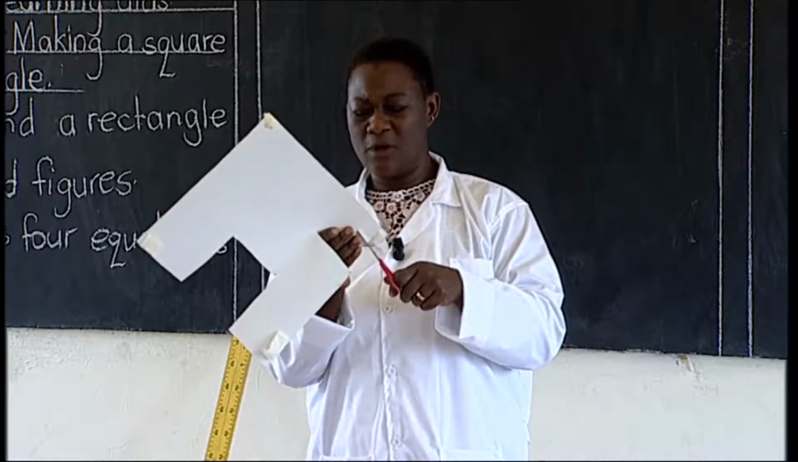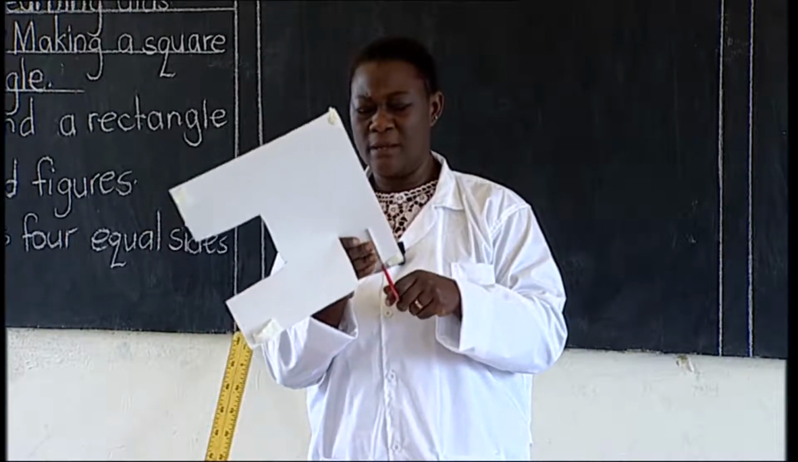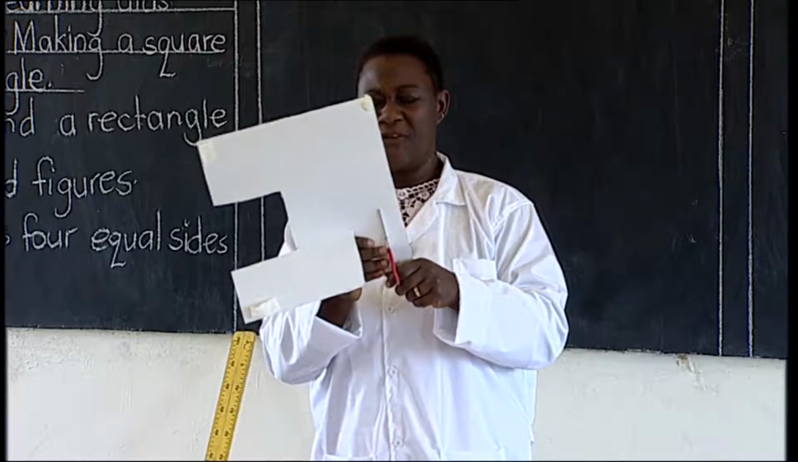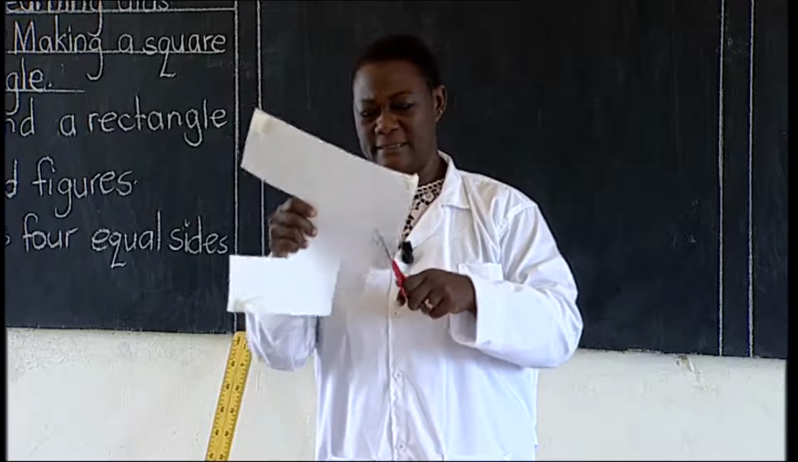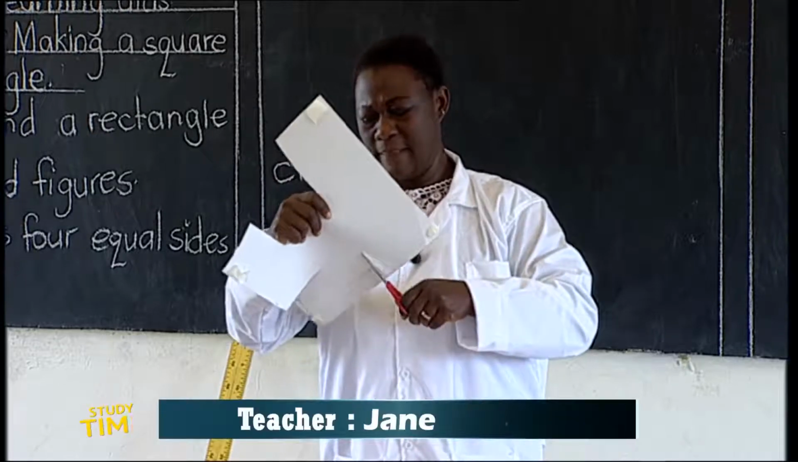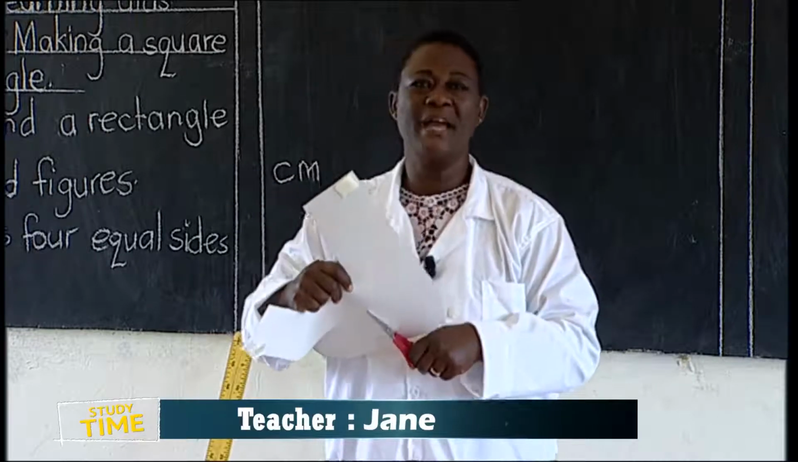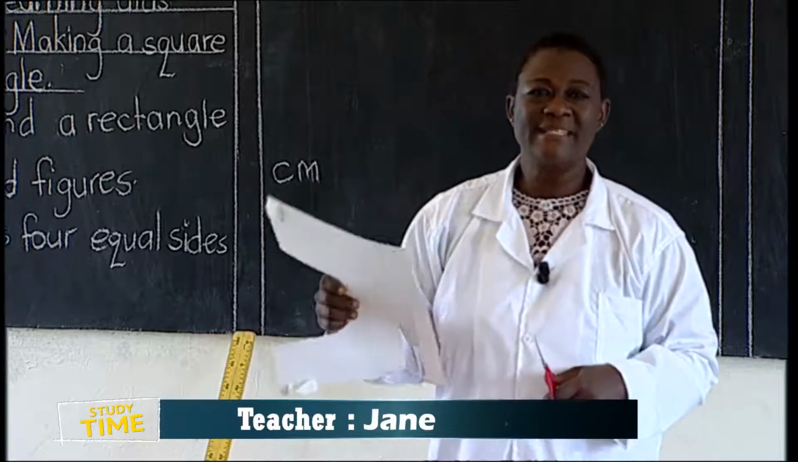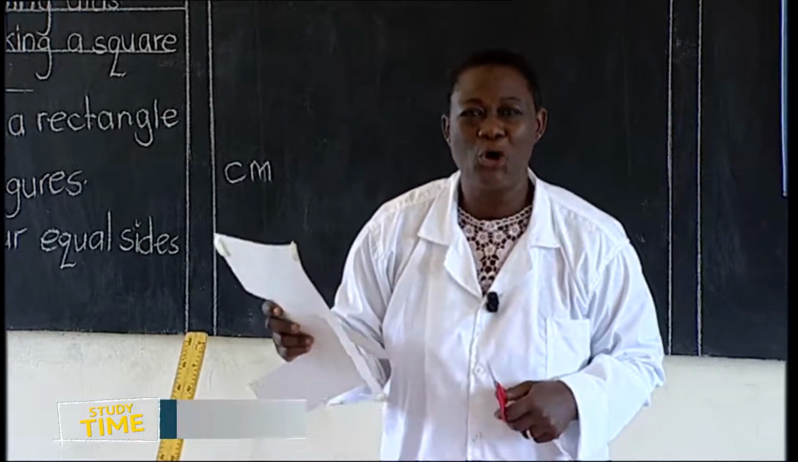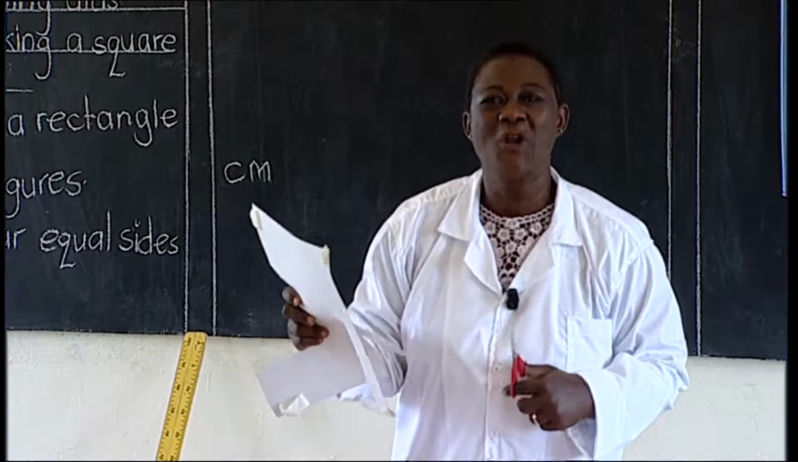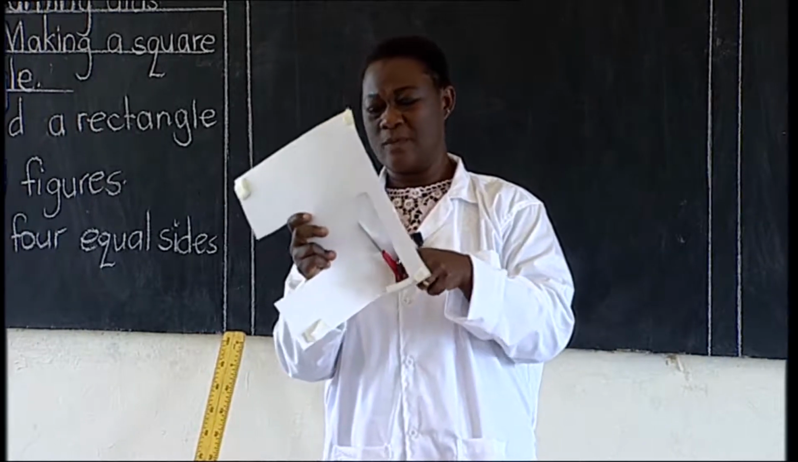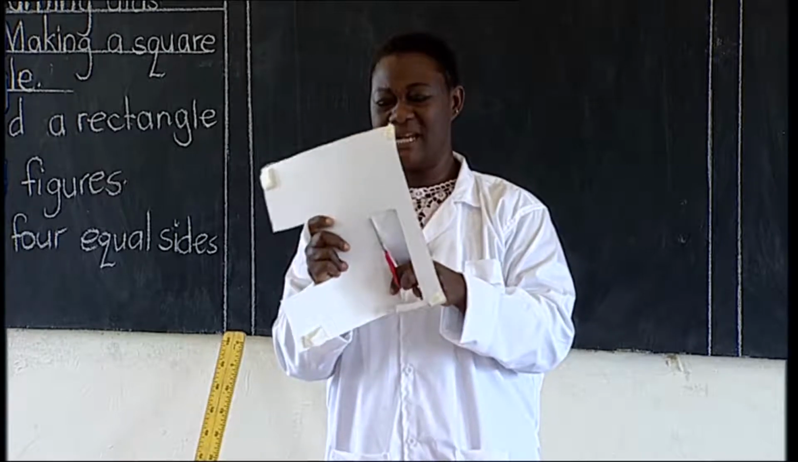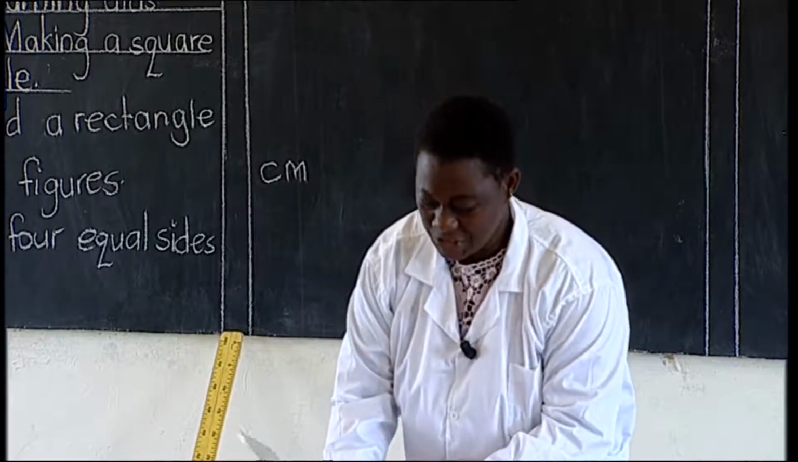You cut following the lines you have drawn. When you are careful, you cut. Okay? Which shape are we making, children? It's a rectangle. It's a what? A rectangle. That's good. Our shape is done.